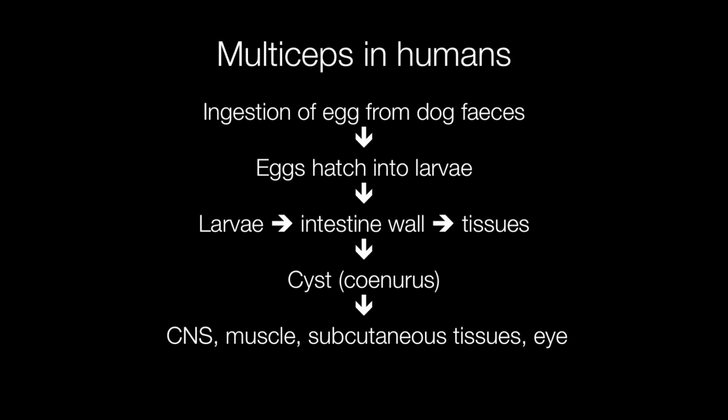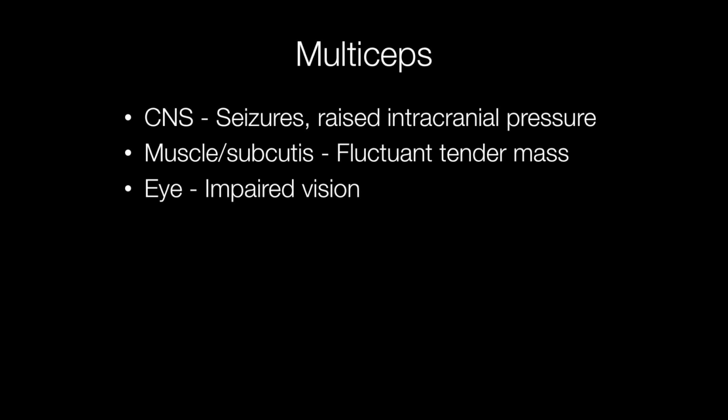This is a brief summary of how multiceps infects humans. So multiceps eggs are ingested. They then hatch into the larvae in the intestine. The larvae then pass through the intestine wall into tissues and form cysts in areas such as the brain, the muscles, subcutaneous tissue, and the eyes. The enlarging masses then produce symptoms.